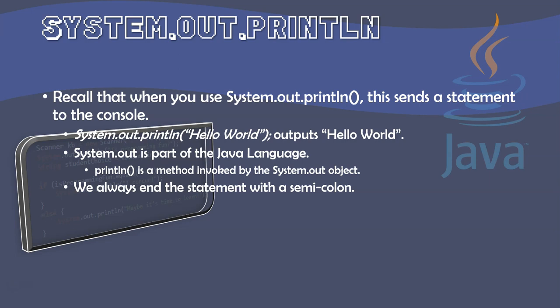Println, of course, is what's known as a method, and we'll talk more about those later, invoked by the System.out object. So don't worry about what methods are. We're going to start using some of that terminology so we get familiar with it, but right now you don't have to worry about all the nuances. The thing you do need to know is that we're always going to end the statement with a semicolon. This is something we are already familiar with. We've already used these print line statements, and we're going to see the exact same kind of formatting when we look at print in a few minutes.